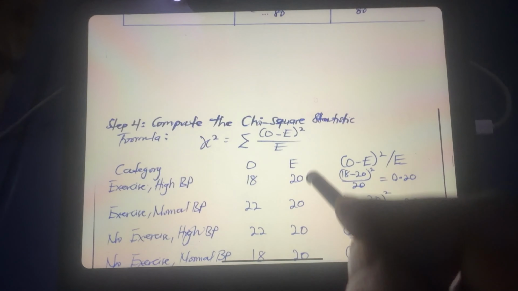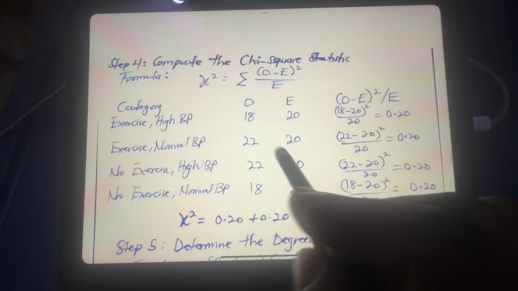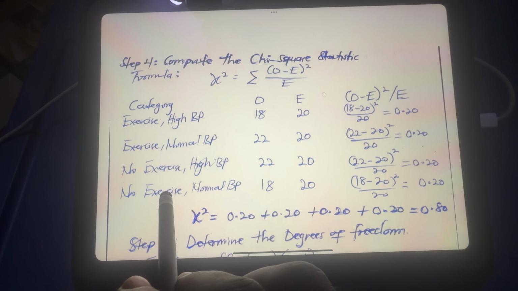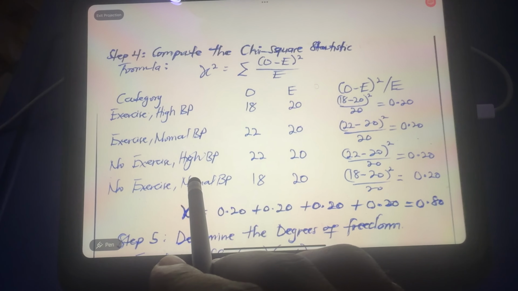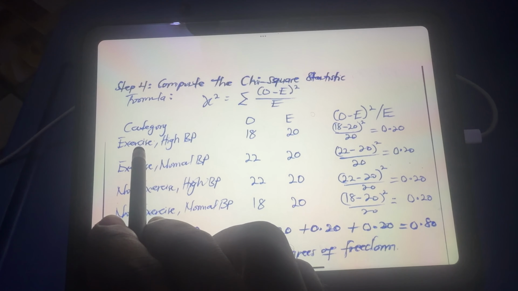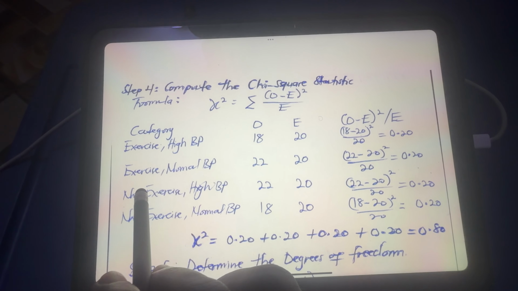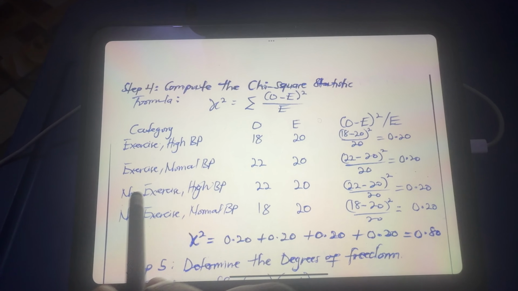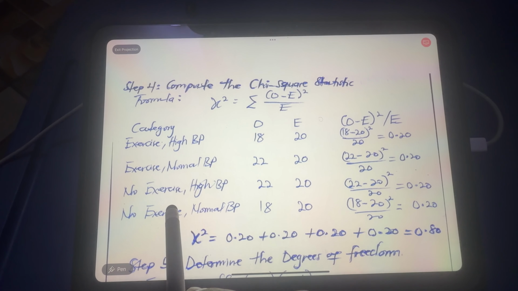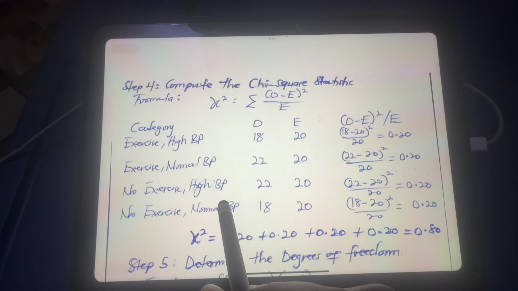This time, we want you to draw the table in a different way and write out all the 4 categories this way. Exercise regularly with high blood pressure, category 1. Exercise regularly with normal blood pressure, category 2. Do not exercise regularly with high blood pressure, category 3. Do not exercise regularly with normal blood pressure, category 4. So, you see, we have 4 different categories over here.